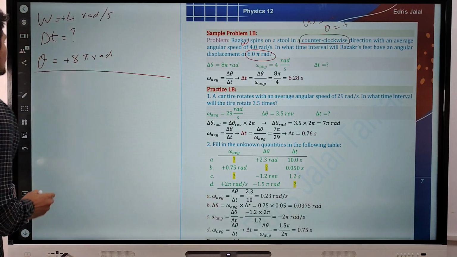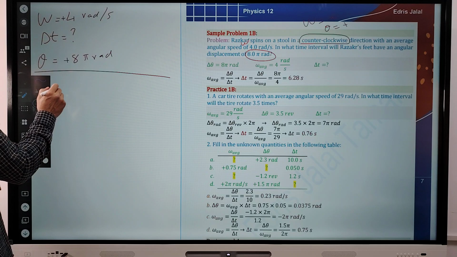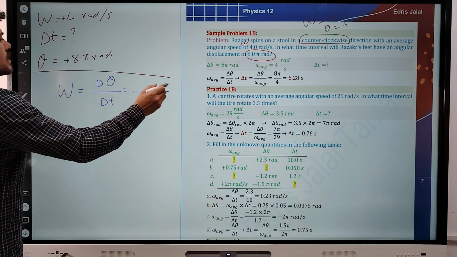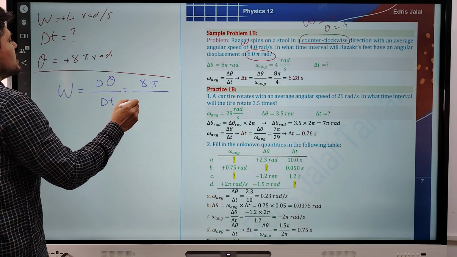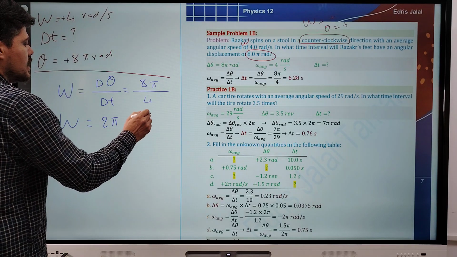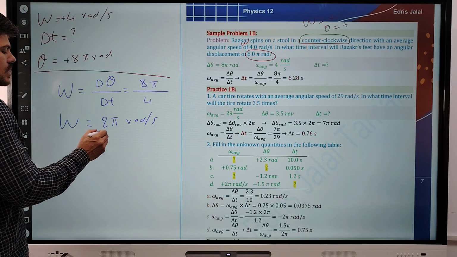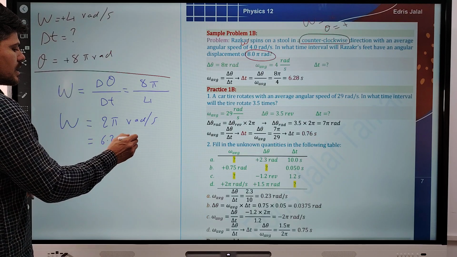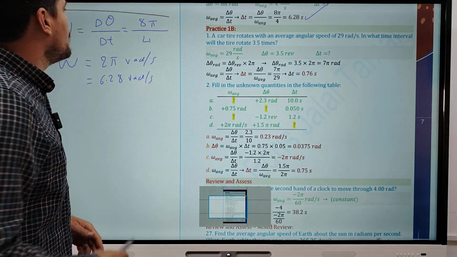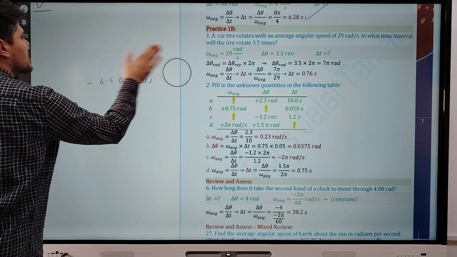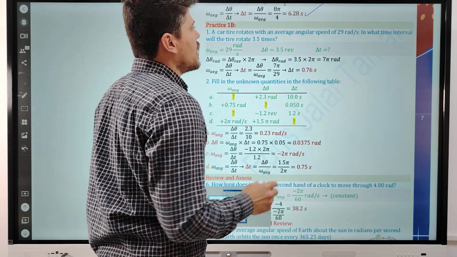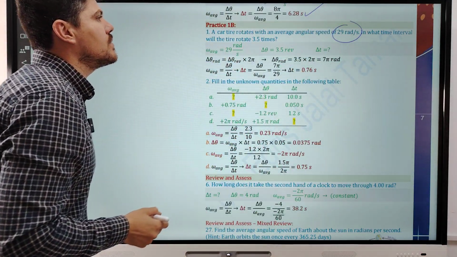Okay, so how can you calculate the time interval? It's too easy. Just plug in. At first write down the equation of angular speed, theta divided by time. Theta was given 8 pi, divided by 4. The time is equal to 2 pi seconds, so 2 times 3.14, 6.28 seconds. Okay? Practice 1B. A car tire rotates with an average angular speed. What is this? This is angular speed, given in rad per second.